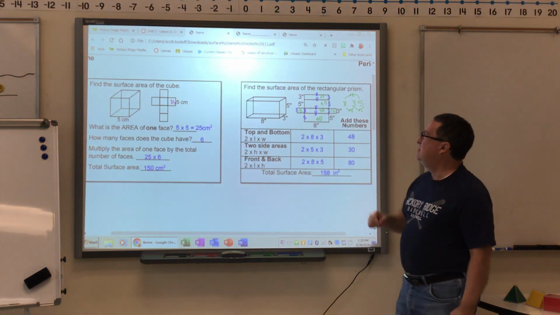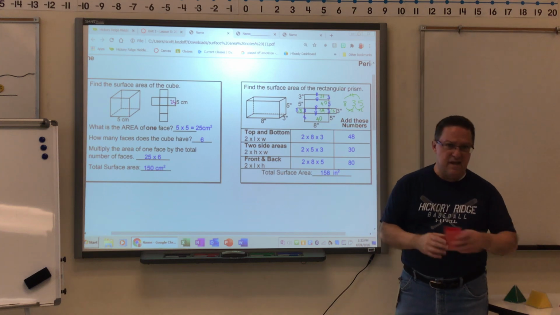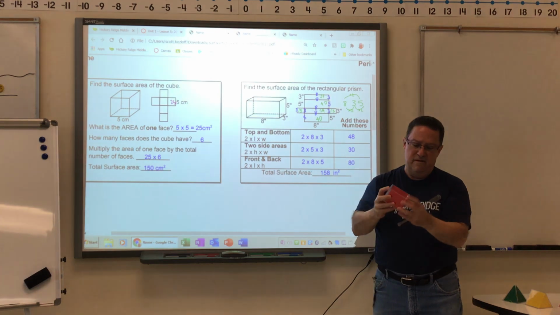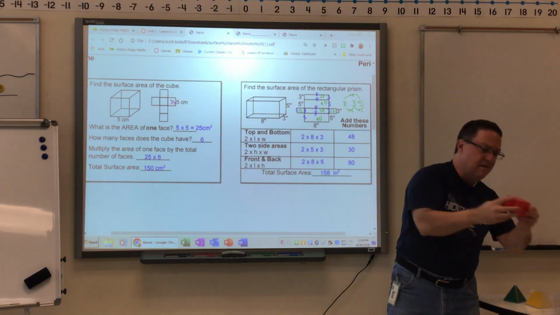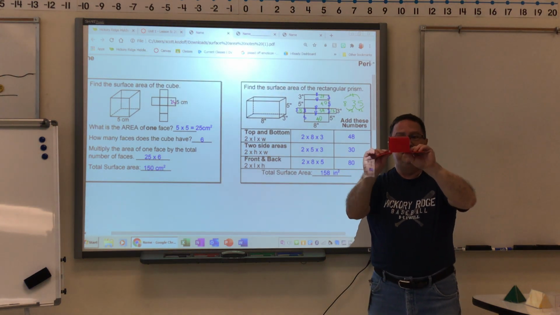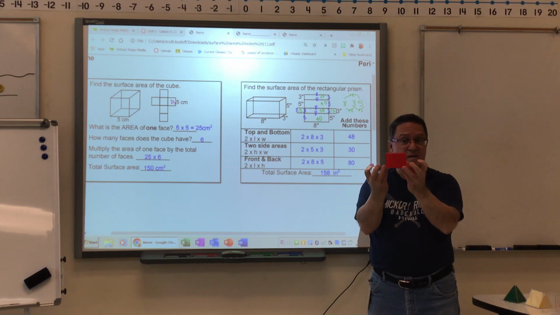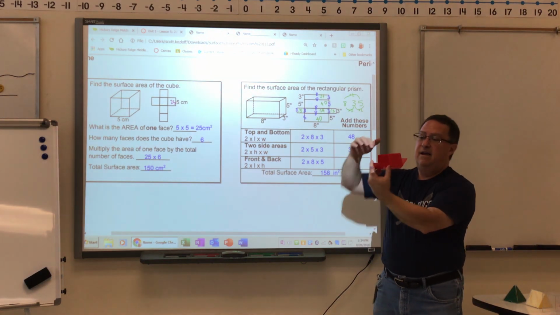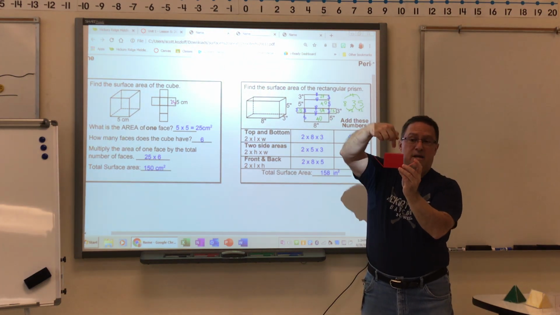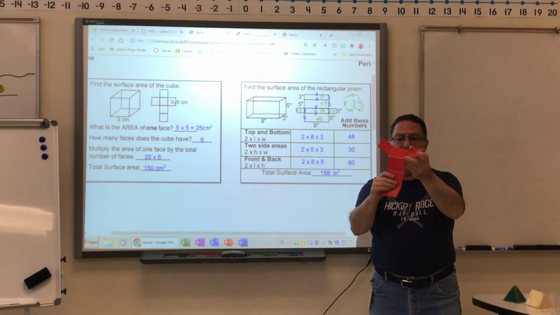Now we're going to head over here and talk about a rectangular prism. Here's the story with a rectangular prism. There's a rectangular prism. If I take this out of here, again, let me make sure I show you, right side, left side. The right side and the left side are the same. Then I have the front and the back, and those two are exactly the same. And then I have the top and the bottom. Those two are exactly the same.